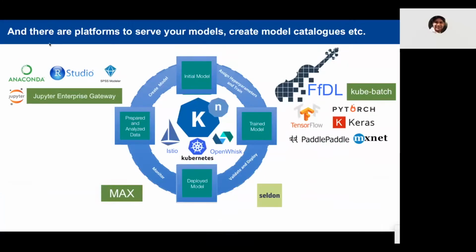And then there are platforms to serve your models and create your model catalog. So we partnered with Seldon, as I mentioned, for model serving. We launched Model Asset Exchange in open source to create that model catalog.